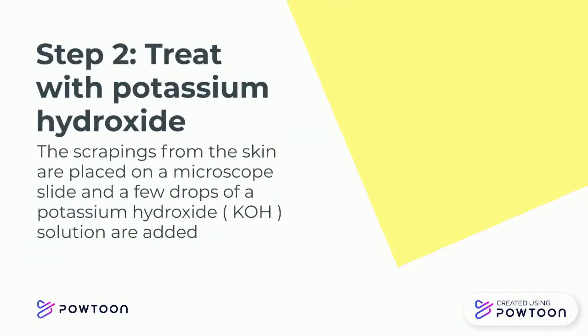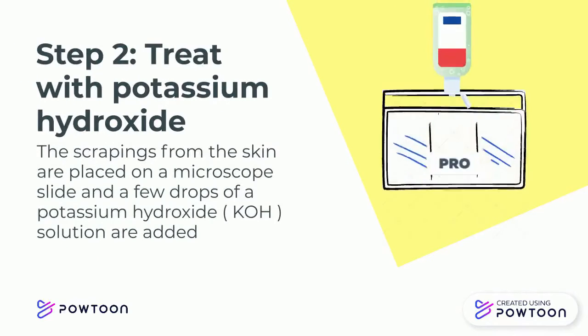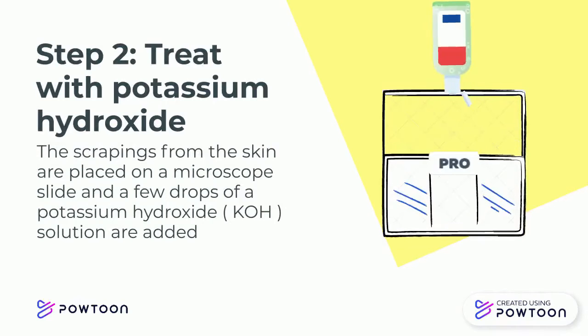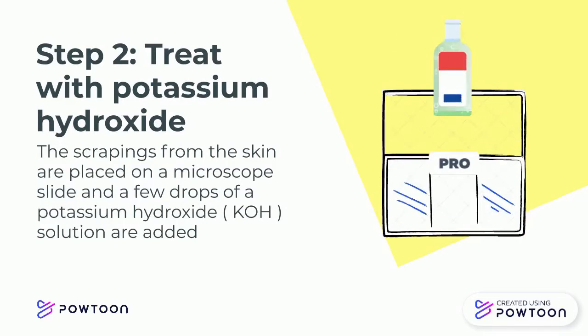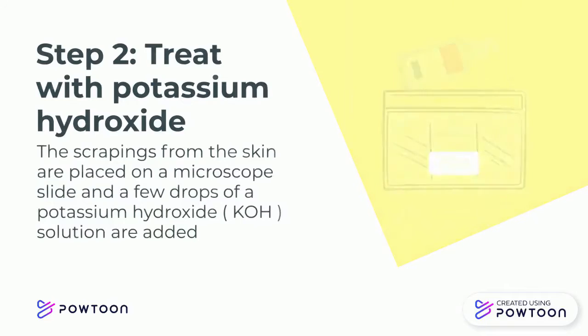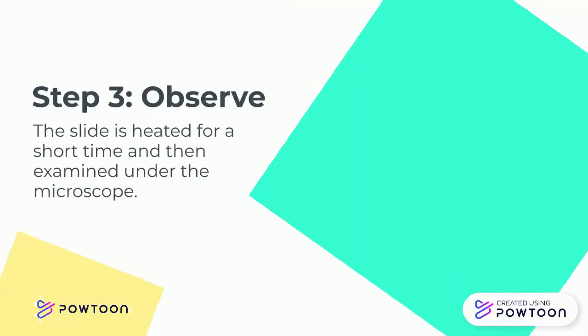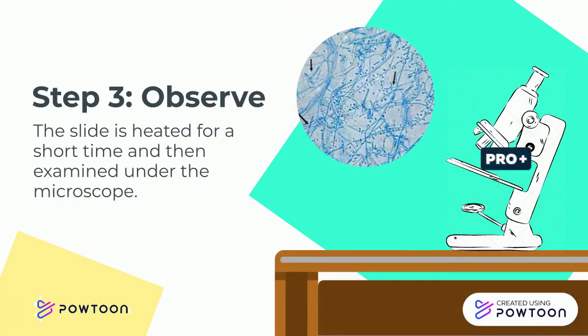Step 2. Treat with potassium hydroxide. The scrapings from the skin are placed on a microscope slide and a few drops of a potassium hydroxide solution are added. Step 3. Observe. The slide is heated for a short time and then examined under the microscope.